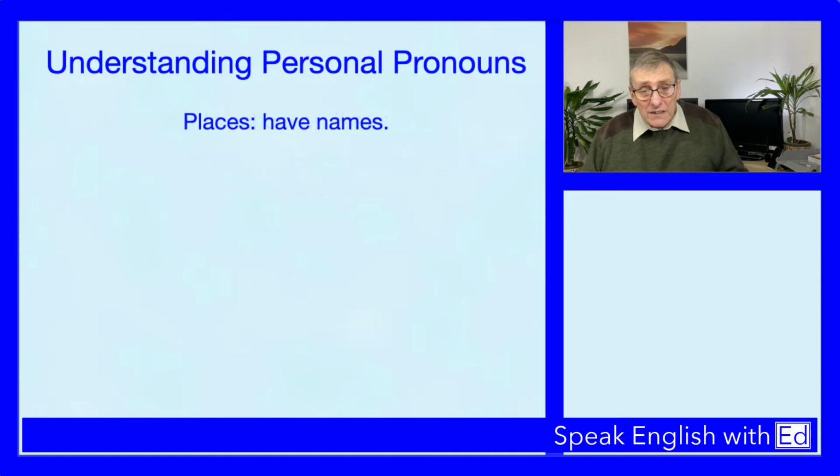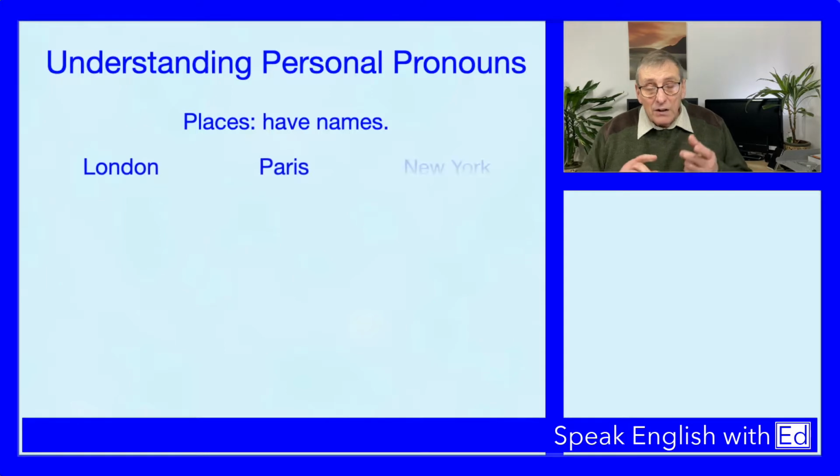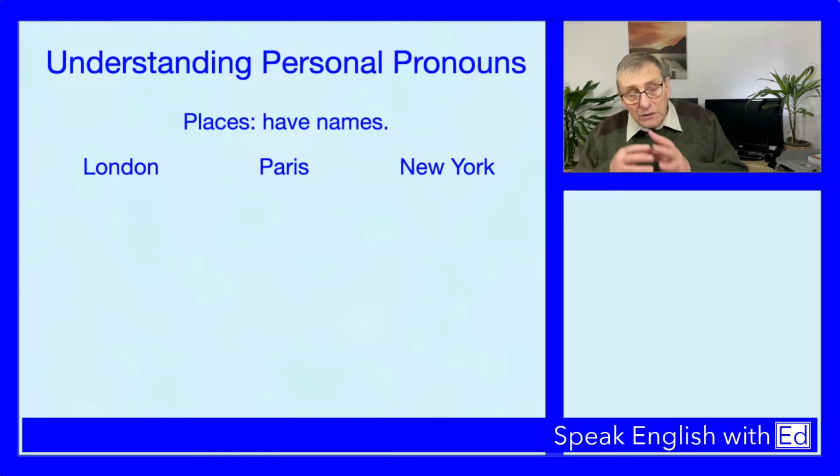Now, places, they've got names. They're nouns. So they're candidates for replacing with a pronoun. And you get places like London, Paris, New York. They're all names of places, the city names. So they're all nouns, and they can be replaced once you've established which one you're talking about. You can replace it with a pronoun just a little bit further down the line.